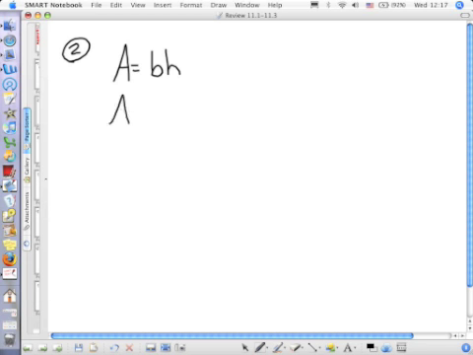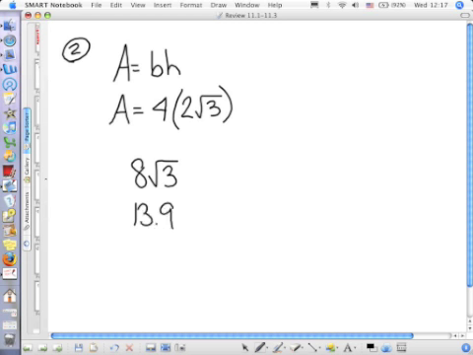So my base is 4. My height is 2 square roots of 3. As a radical, that's 8 square roots of 3. If you punch that into your calculator and round to the nearest tenth, it's 13.9. You don't have to give me both answers. One is good. But I'm letting you see what both answers are.